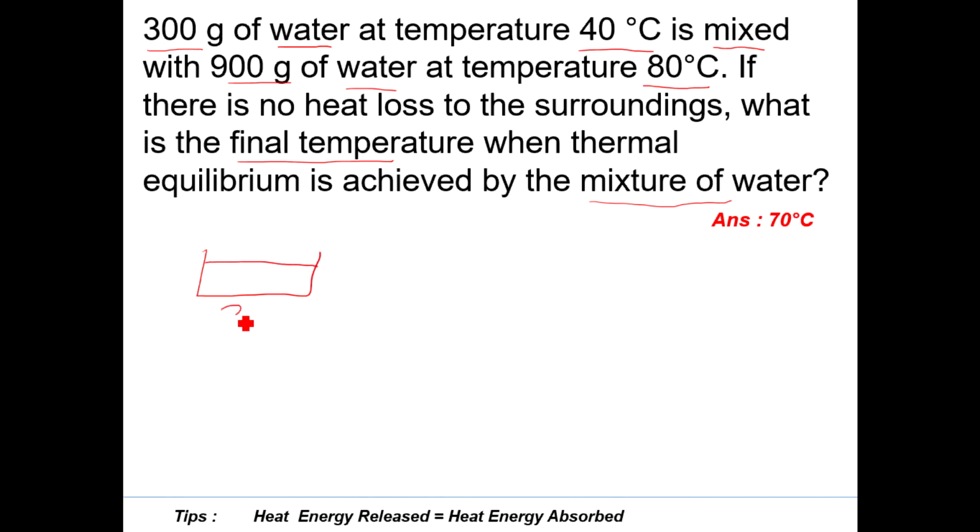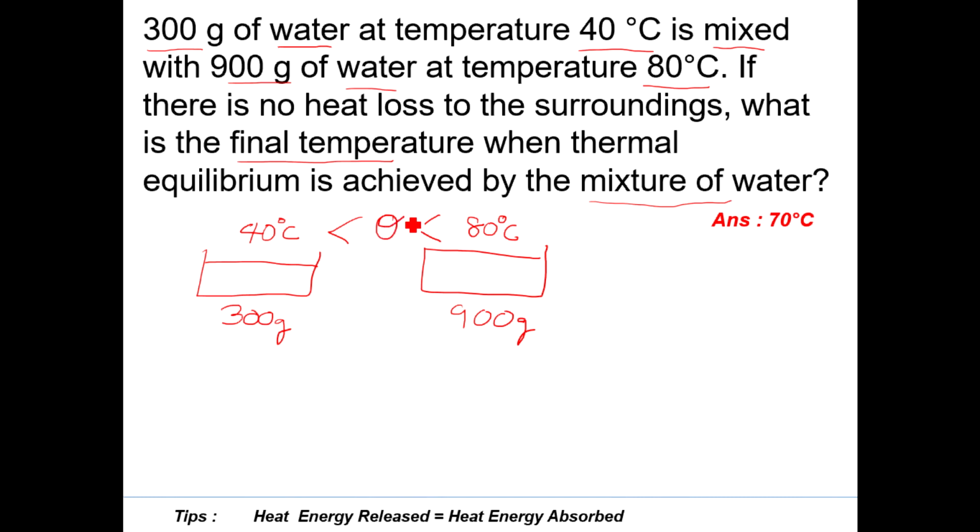So we have 300 gram of water and the temperature is 40 degrees Celsius. And we have 900 gram of water at a temperature of 80 degrees Celsius. So these waters are mixed and you need to determine the final temperature. By looking at this 40 and 80 degrees Celsius, the final temperature will be in between these two temperatures. So let's say the final temperature is theta.